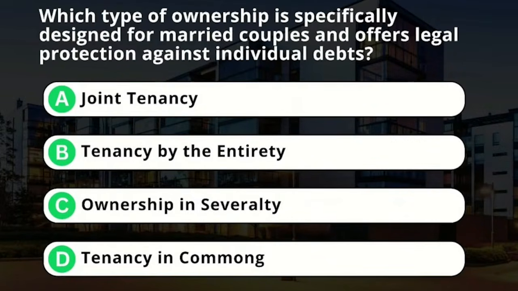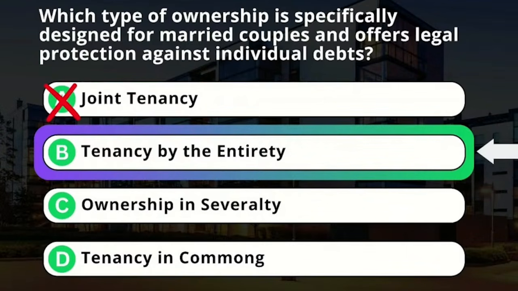The next one. Which type of ownership is specifically designed for married couples and offers legal protection against individual debts? Letter A, joint tenancy. Letter B, tenancy by the entirety. Letter C, ownership in severalty. Letter D, tenancy in common. So again, these are all co-ownership style questions. The answer? Which type of ownership is specifically designed for married couples? The answer is tenancy by the entirety.